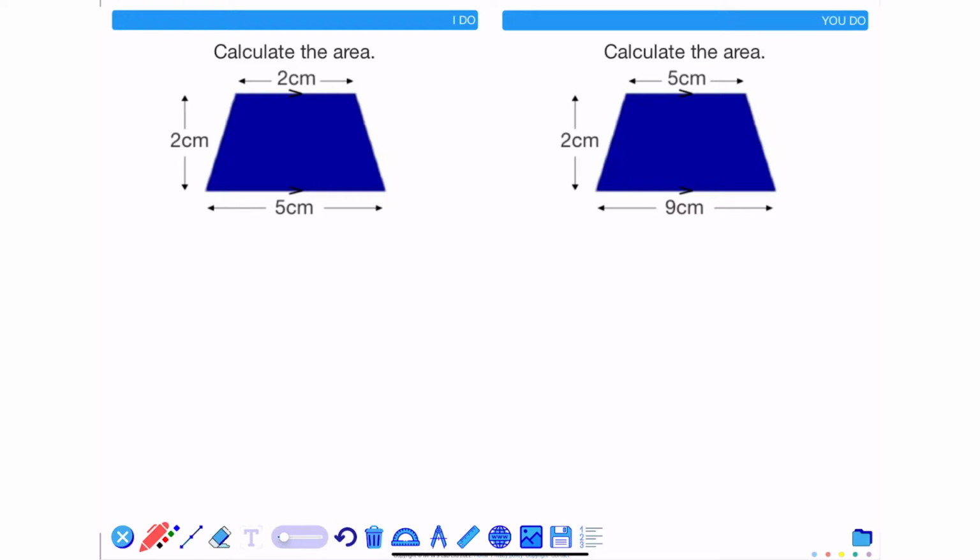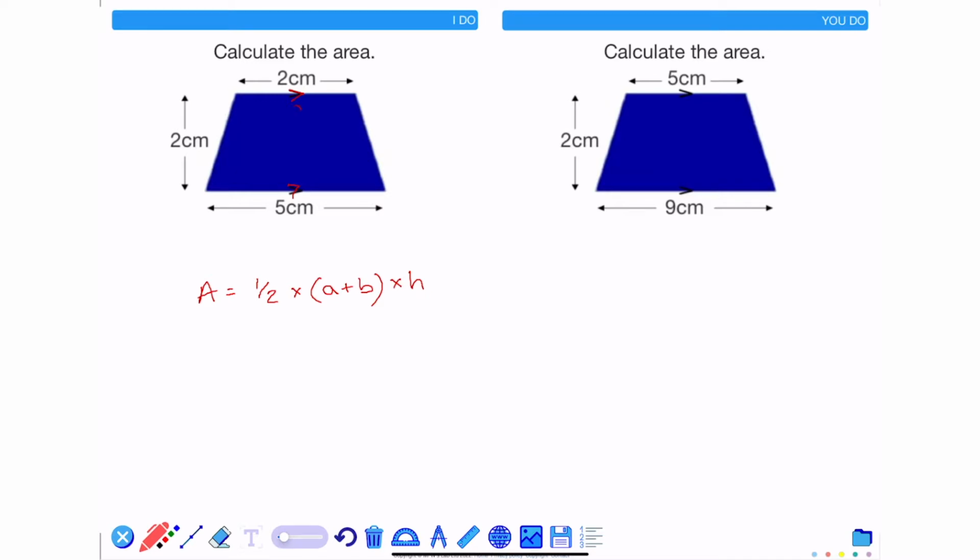In this video, we're going to take a look at how we can calculate the area of a trapezium. Looking at the example on the left-hand side, I can tell it's a trapezium because it has only one pair of parallel lines. Identifying the parallel lines is quite significant because the formula for the area of a trapezium is a half of (a + b) times the height.